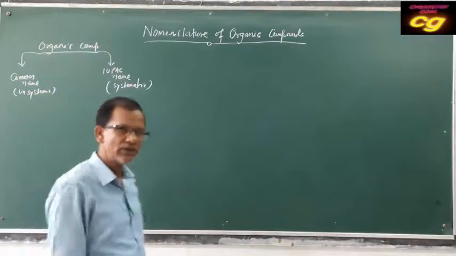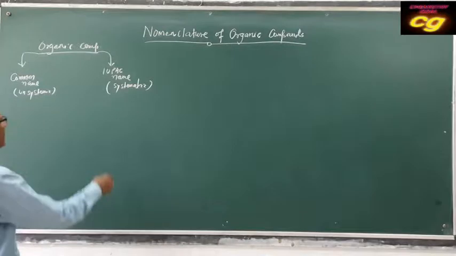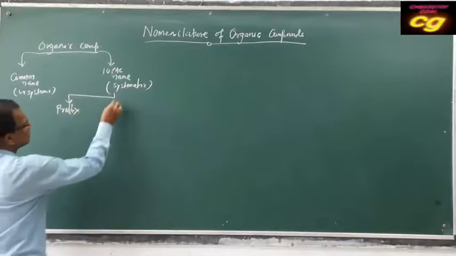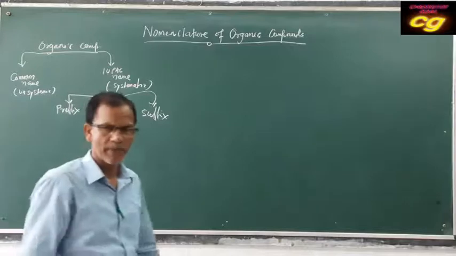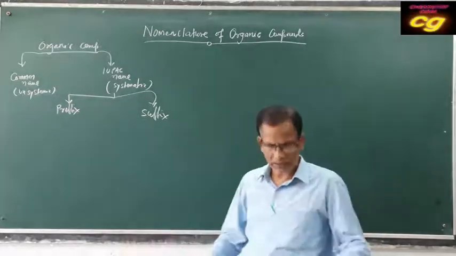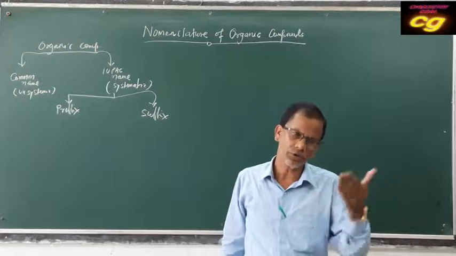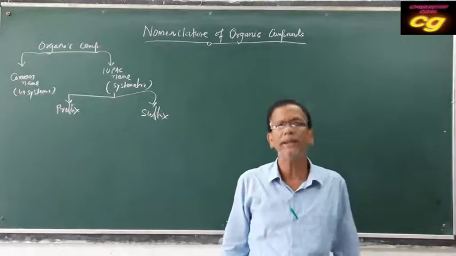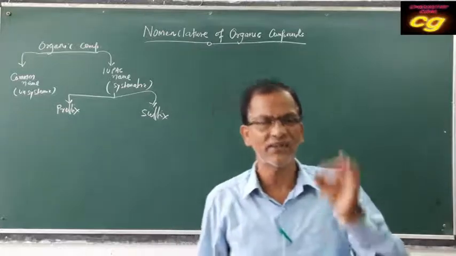The IUPAC name has a systematic nomenclature, and it has two parts: prefix and suffix. It is like your name. You also have two names. One is your nickname, given by your father, mother, grandmother, grandfather, or brother. But your good name, the school name as per the school record, is fixed.